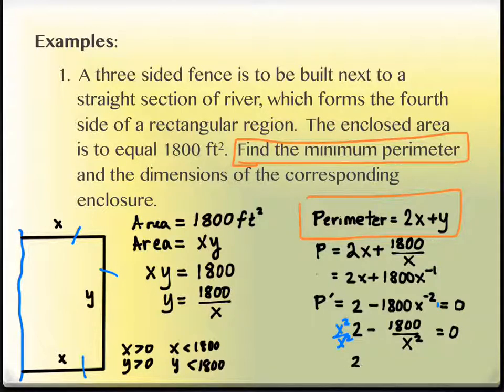So this would give me 2x squared on top, minus 1800, over x squared on bottom. At this point, where will this expression equal 0?